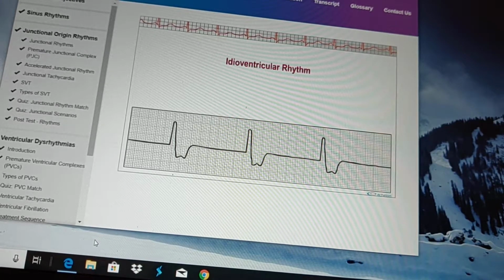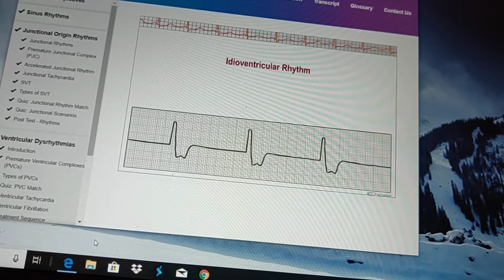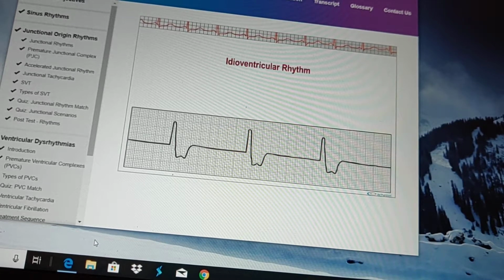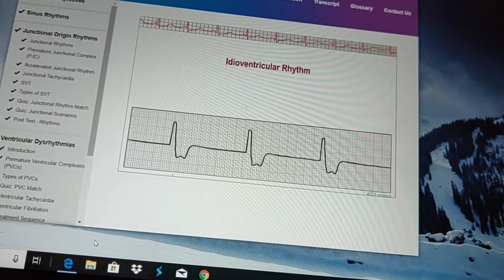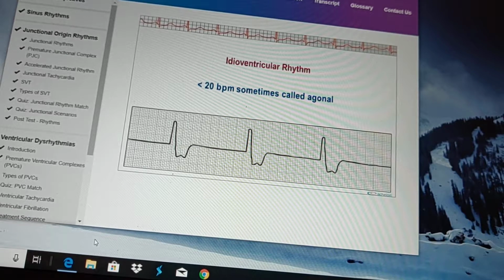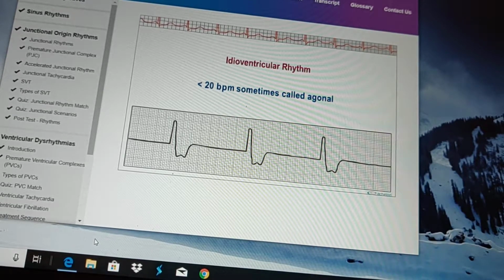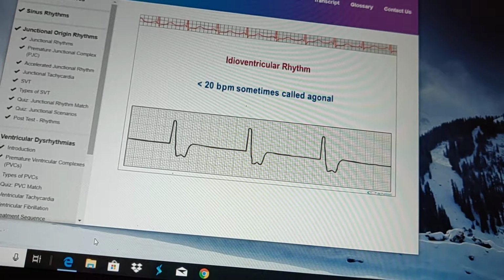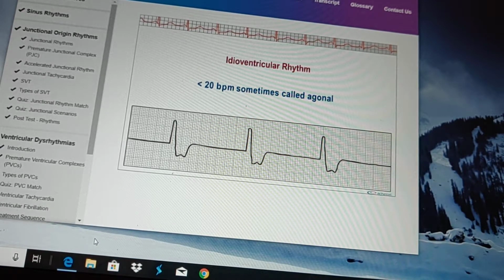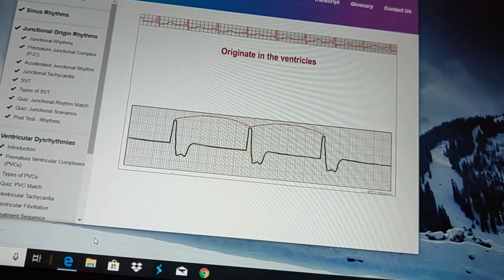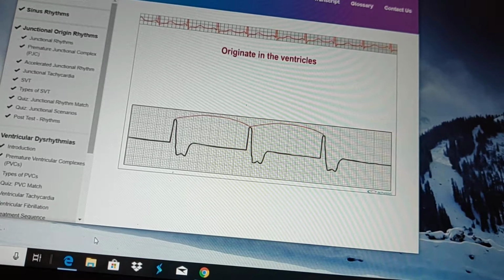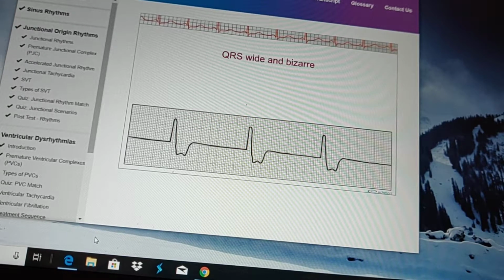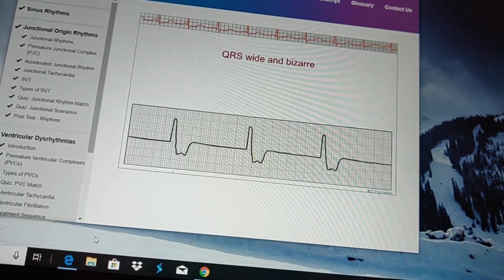The beat's rate is reflective of the ventricle's inherent impulse firing rate, which is not adequate to sustain life. If the ventricular rate slows to less than 20 beats per minute, the rhythm is sometimes called an agonal or a dying heart rhythm. The ventricular rate is 20 to 40 beats per minute. Because these beats originate in the ventricles, circumventing the regular conduction pathway, they generate QRS complexes that are wide and bizarre.